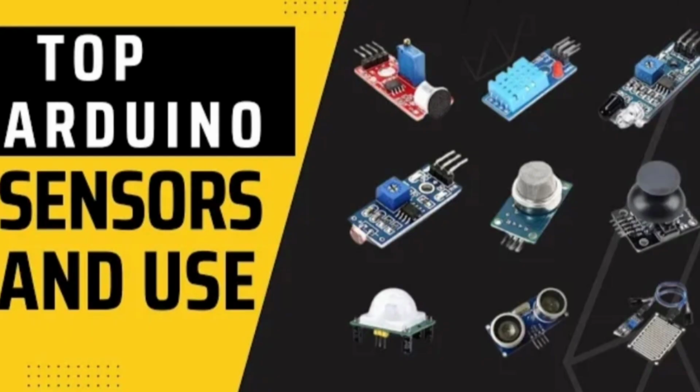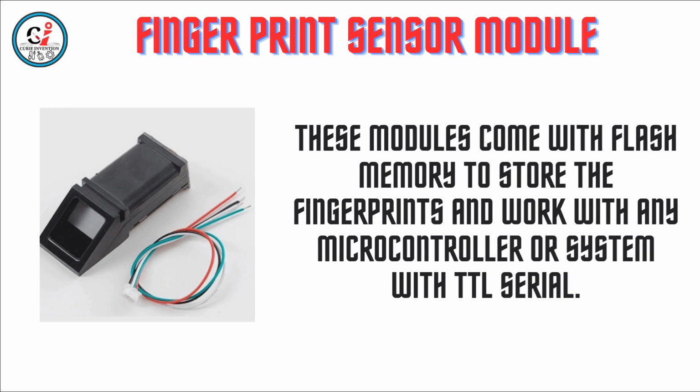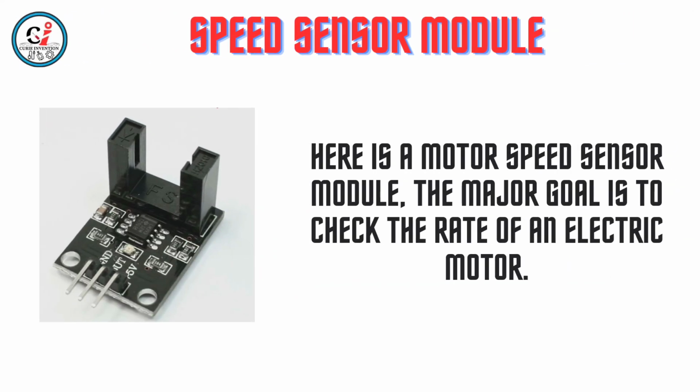Top Sensor Module. Fingerprint Sensor Module. These modules come with flash memory to store the fingerprints and work with any microcontroller or system with TTL serial. Speed Sensor Module. Here is a motor speed sensor module. The major goal is to check the rate of an electric motor.